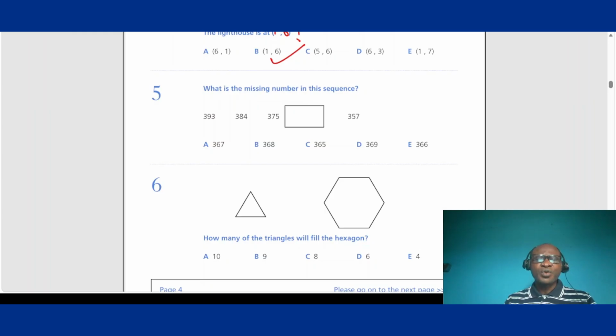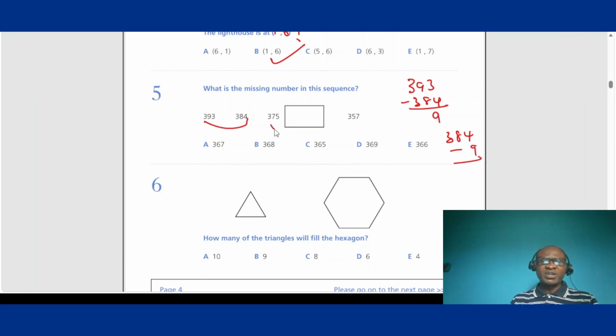Number 5. What is the missing number in this sequence? What will we do? Let's find the difference. 393 minus 384. When the subtraction is done, we are going to get 9. Therefore, it is being reduced by 9. So if we now do 384 minus 9, let's see if it will give us 375. Move 1 to this place. Here remains 7. 14 minus 9 will give us 5. And then here is remaining 7, 3.